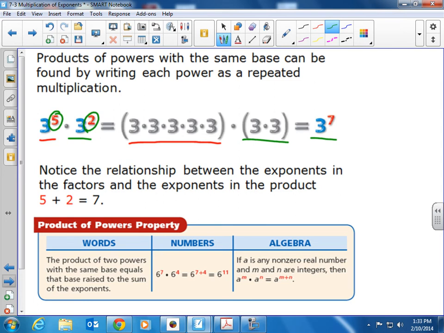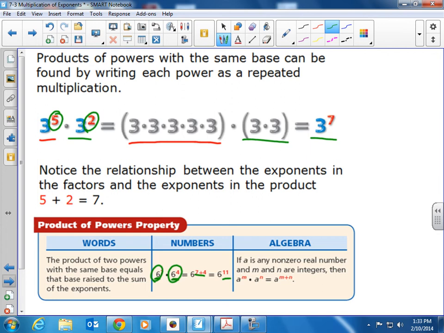Okay? So product of powers property: the product of 2 powers with the same base equals that base raised to the sum of the exponents. I want you to write that down. The key here is that the base has to be the same. So let's look at this example. 6 to the 7th times 6 to the 4th. The base is 6. So I have 7 6's from this one, and then I have 4 6's here. Together, that makes 11 of them. So 6 to the 11th would be my answer.